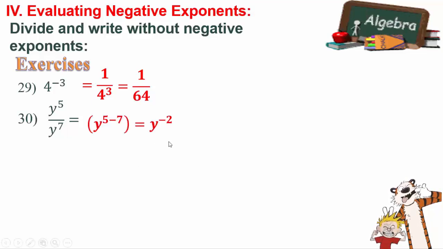So there we have that, y to the negative 2. But now we have to convert that y to the negative 2 to a positive exponent. We have to take the reciprocal, 1 over y squared, and then 2 we have.